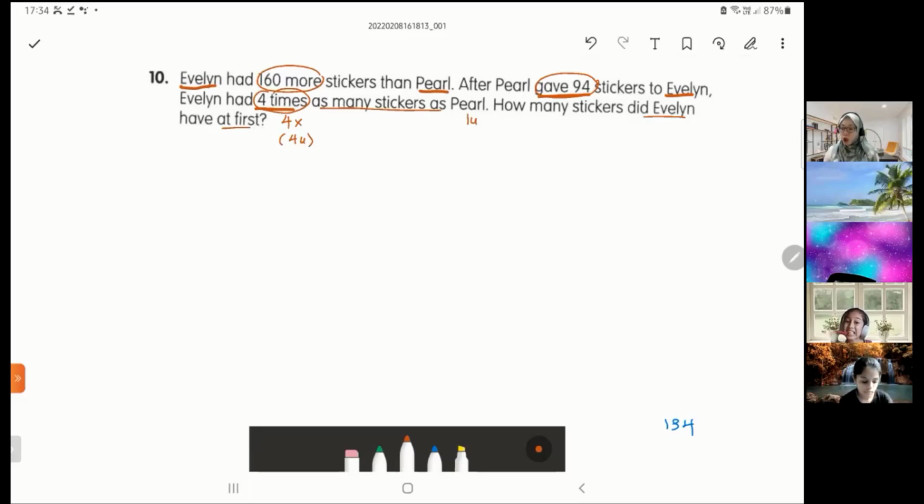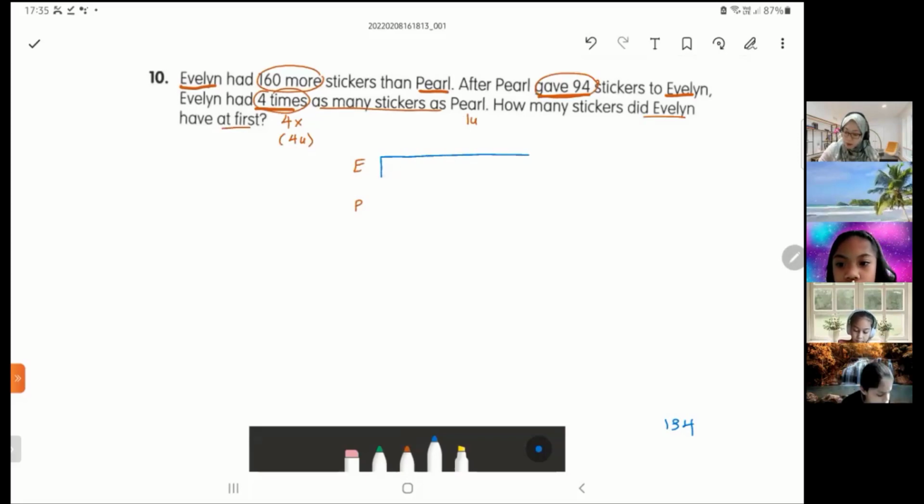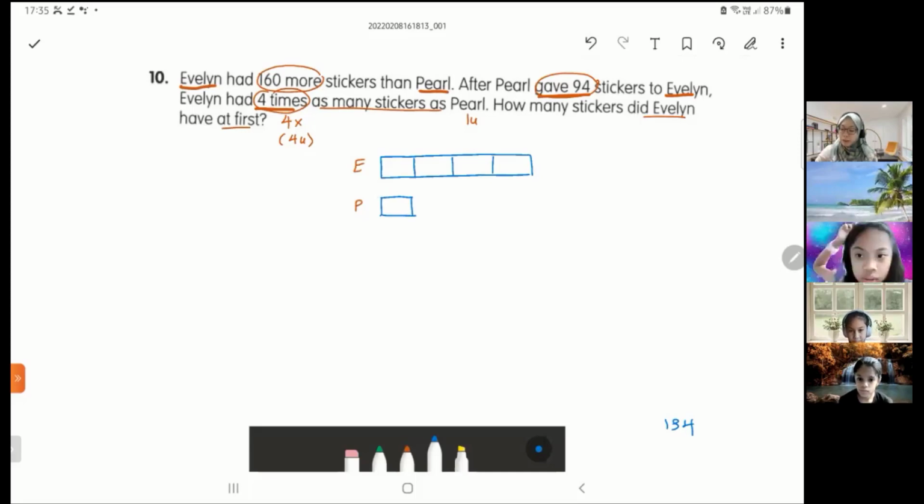Okay, so what we can do is draw a comparison model first. Let's draw a comparison model of Evelyn and Pearl. What happened to Evelyn in the end? She had 4 units. So you can draw out the 4 units. Okay, so I'm drawing like that. You can cut up into 4 units. Okay, and then Pearl has only 1 unit like this. Right, what happened after Pearl gave 94 stickers to Evelyn?